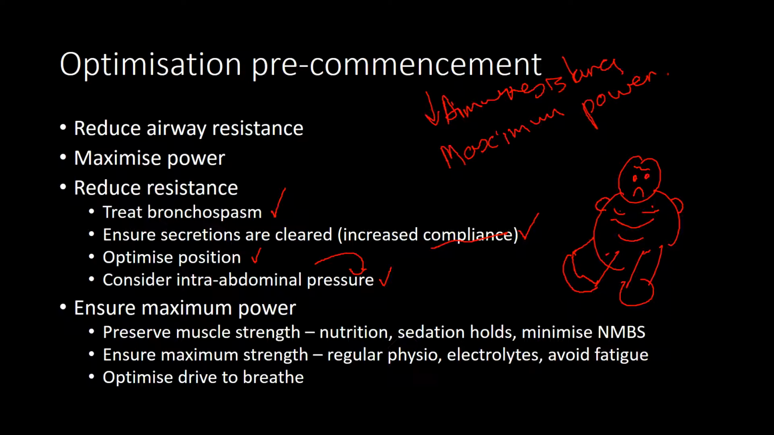So you treat their bronchospasm with an inhaler. You make sure their secretions are cleared with good physiotherapy. You sit them up so that they're a bit happier, and you think about what you can do to reduce their intra-abdominal pressure. In order to make sure they've got most power, you need to think about, have you given them enough food? Have you had a proper sedation hold so that they're fully awake? And you minimise the use of neuromuscular blocking drugs.